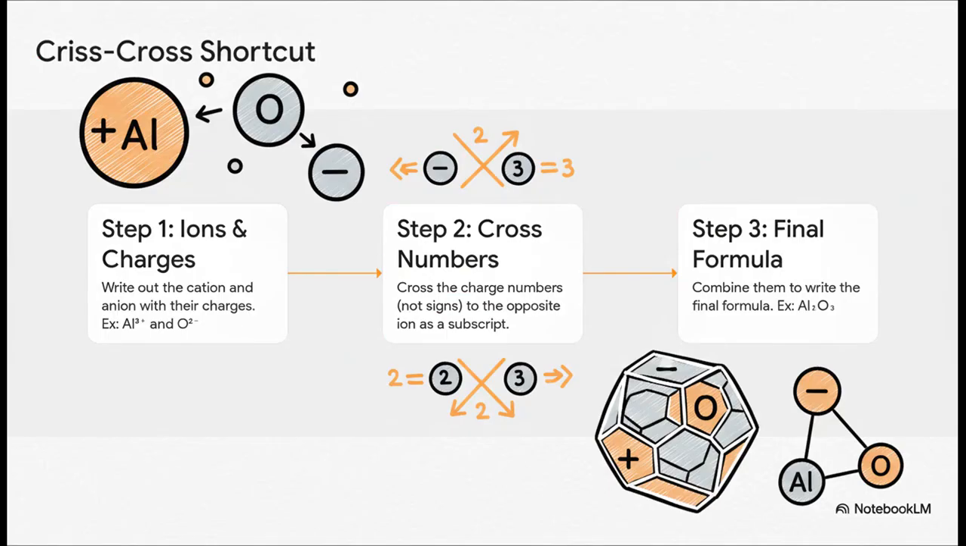Well, there's a fantastic little shortcut called the crisscross method. Let's try with aluminum, which has a 3+ charge, and oxygen with a 2- charge. It's easy. You just take the number from the aluminum's charge, the 3, and make it the subscript for oxygen. Then you take the number from oxygen's charge, the 2, and make it the subscript for aluminum. Just ignore the plus and minus signs, and boom, Al2O3. It's a super fast way to get the ratio right.